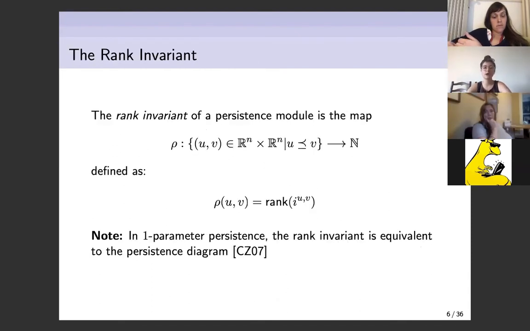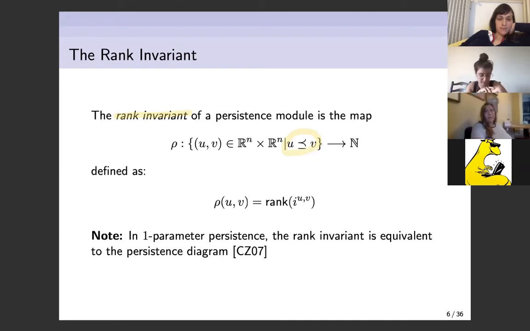I've also talked about the rank invariant already. The rank invariant is an invariant of a persistence module. It's a map that is defined on pairs u and v such that u is smaller or equal to v, and it takes values in N. It's defined as the rank of the maps that we've seen earlier, the maps that are induced in homology from the inclusion of these subcomplexes.